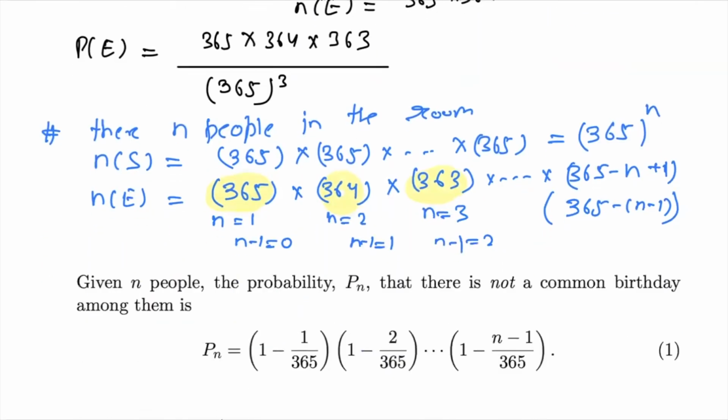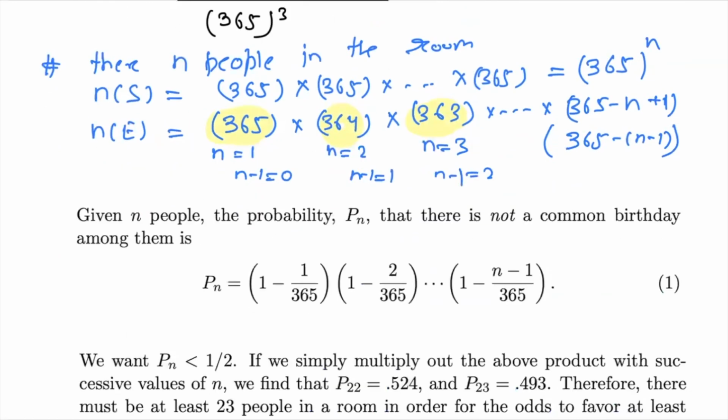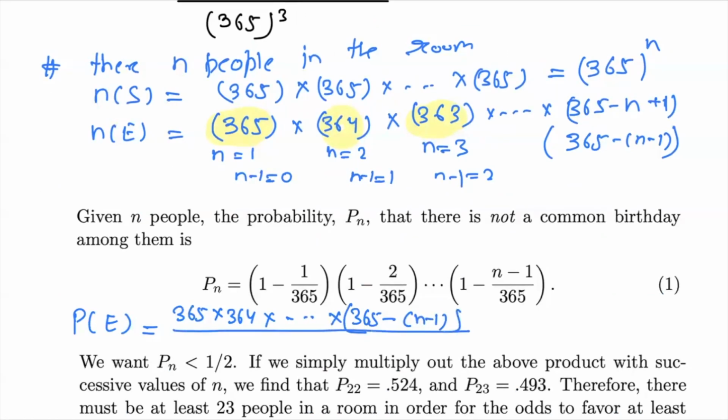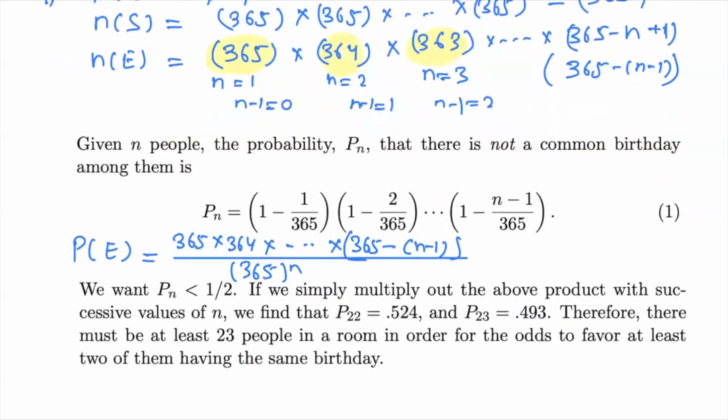And if you have calculated n(E), you can find the probability. Let me just write the probability P(E) here. It is 365, 364, and the last is going to be 365 minus n minus 1, divided by 365 whole power n. So this is how you can find the probability that no two persons have the birthday on the same day. Okay, I have got an interesting result here.